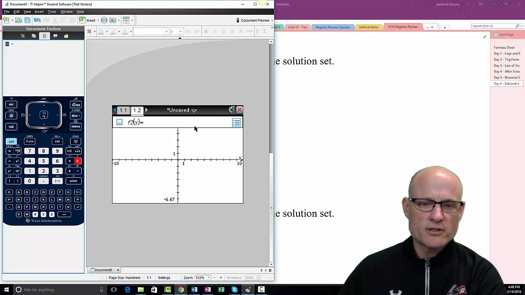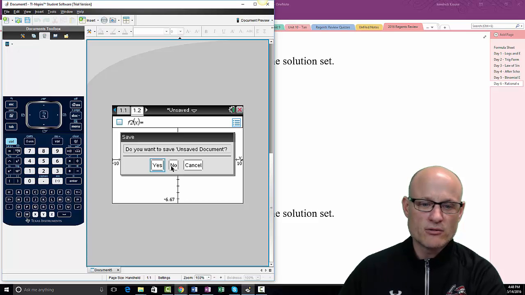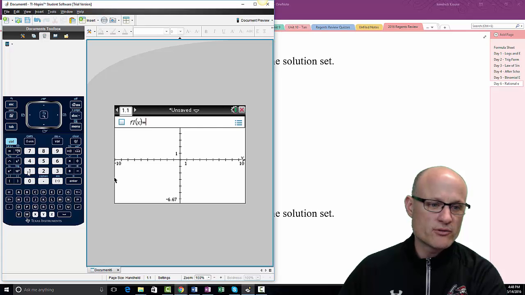It's not going to let me do that. I hate this calculator. Sometimes I hate this calculator. No. Go into graph mode. All right, so just do it this way.